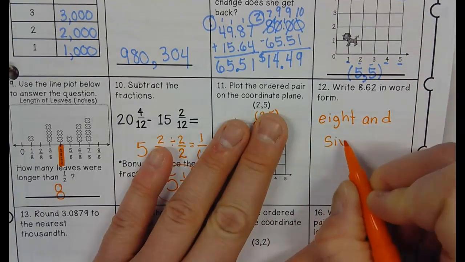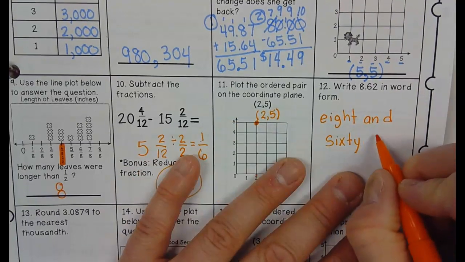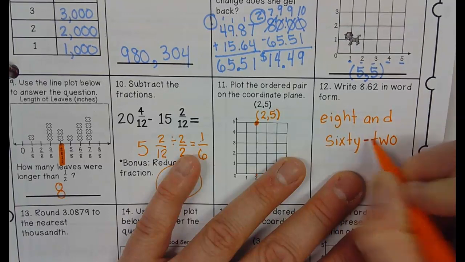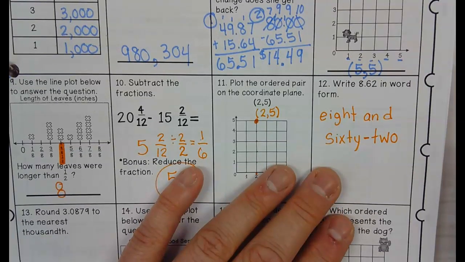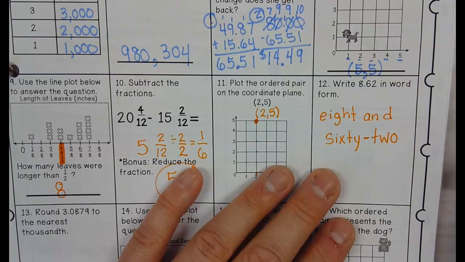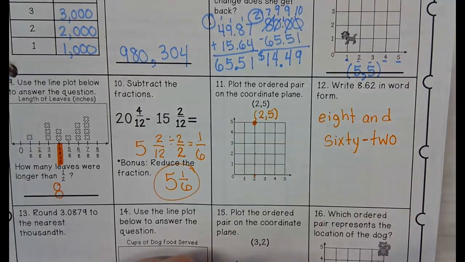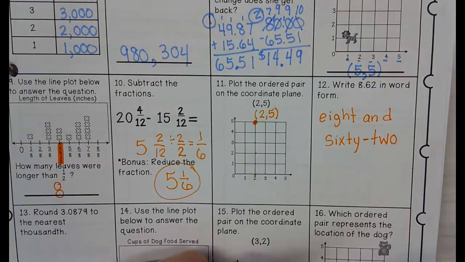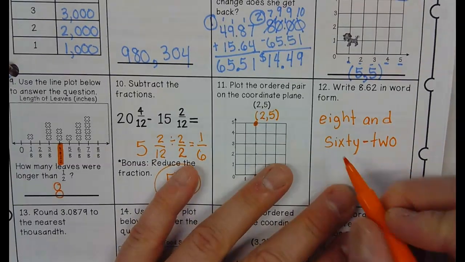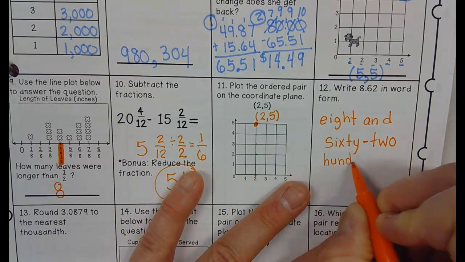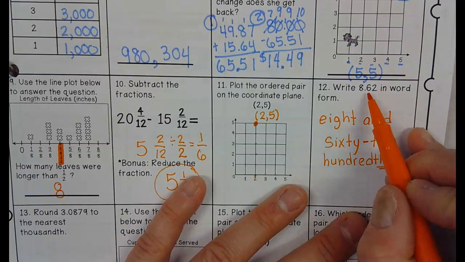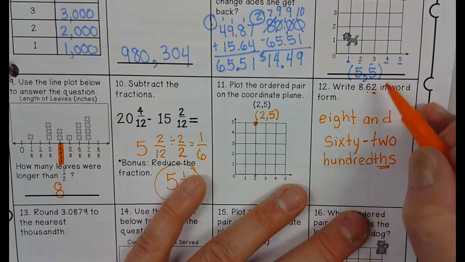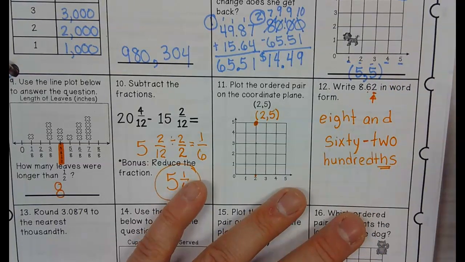So S-I-X, T-Y, 60 what? 62, and there's a hyphen in 62. 8 and 62 what? Did I get you stumped? All right, so pick a friend. Hundredths. H-U-N-D-R-E-D-T-H-S. Hundredths. And we know it's hundredths because, look, 62, the 2, is in the hundredths spot.